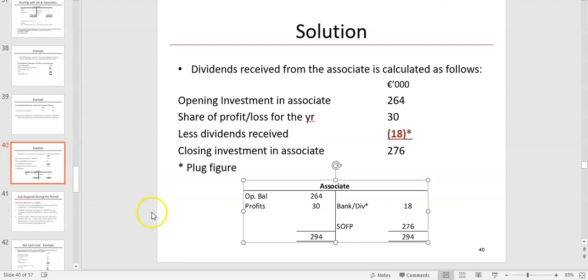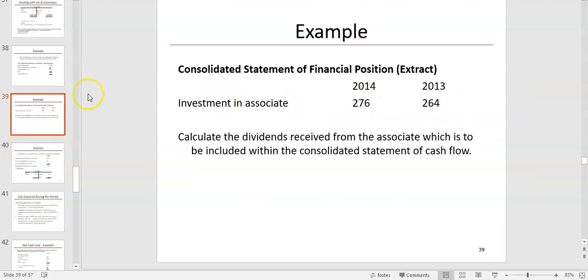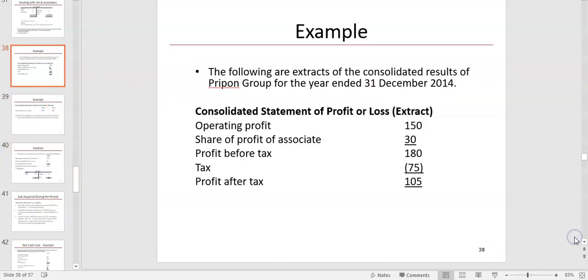So make sure you go back over question 5, looking at how to deal with an NCI and looking at how to deal with an associate as well. Exact same approach if this was a joint venture. Opening balance, closing balance, and use the profit or loss statement to help you explain the movement.